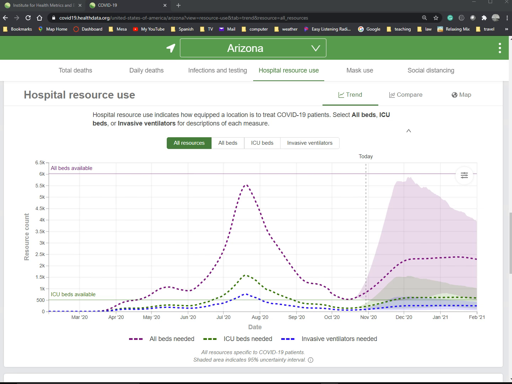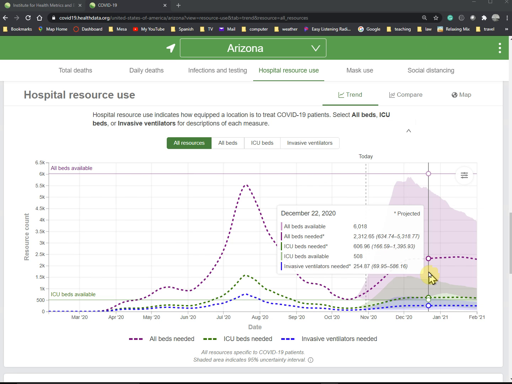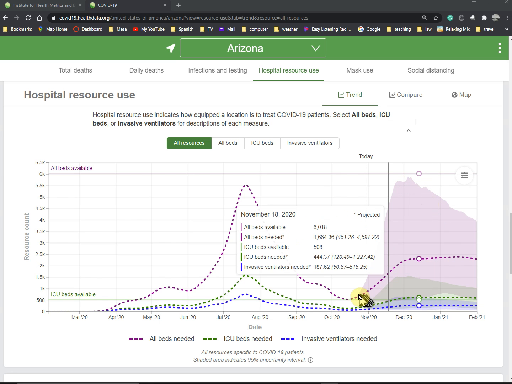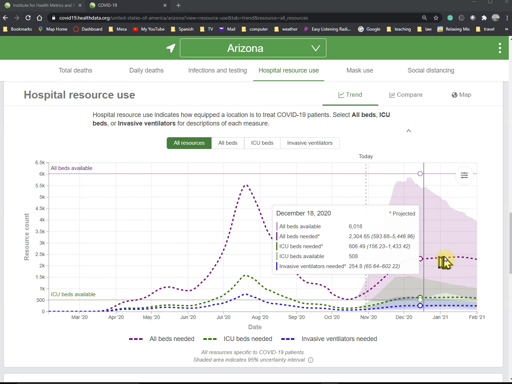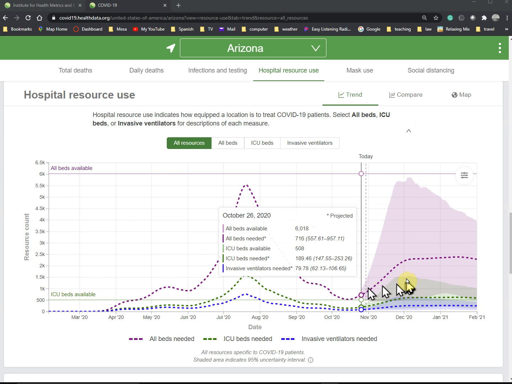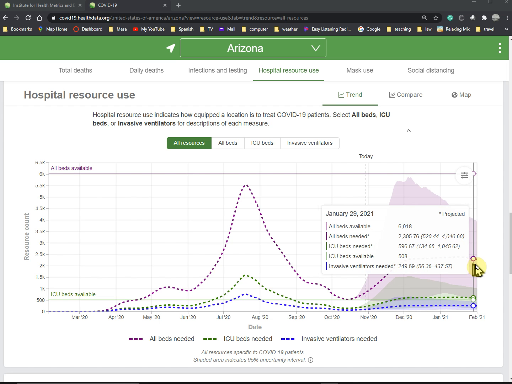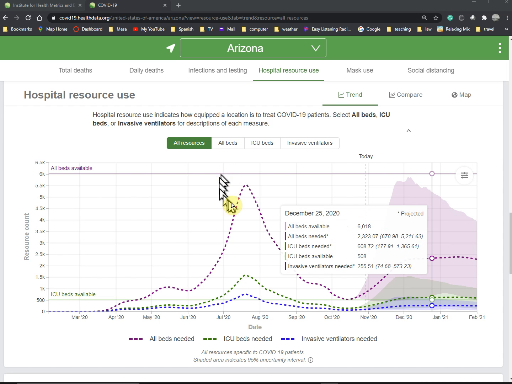Okay, here's Arizona's data. We are following a general trend that the United States is going through. I think December, January, February are going to be rough times, but they're not going to be as bad as last July.